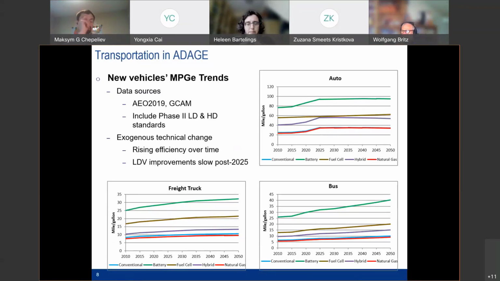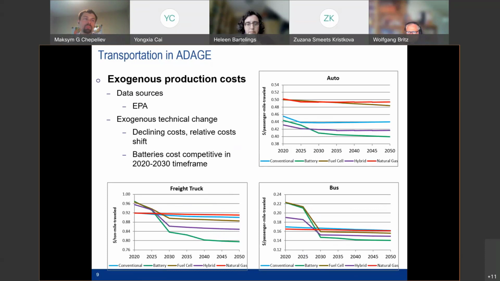These 3 figures show the fuel economy trend for the 3 on-road technologies. Basically, battery has the highest fuel economy, followed by the fuel cell, then hybrid. Conventional and natural gas vehicles have the lowest fuel economy. The production cost in terms of dollars per passenger or ton mile traveled is shown for these 3 on-road technologies. We can see that the battery is already cost competitive in 2020 for the light duty, but it has lower cost in freight and passenger bus after 2030.